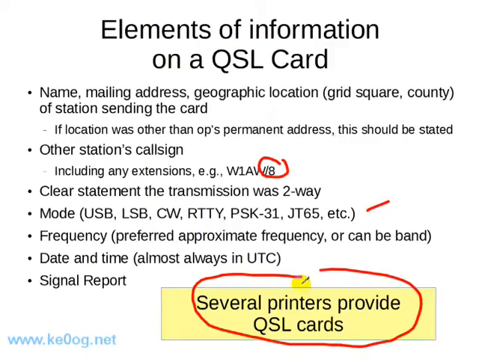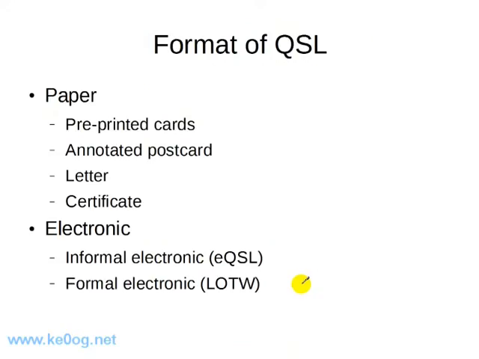Also, QST at the back in the classified ads has a section for QSL card printers. The format of a QSL can be pre-printed. An annotated postcard, just an old postcard with the essential information written on it, will do just fine. Even a letter, a hard copy paper letter. Some special event stations will send you a hard copy paper certificate.